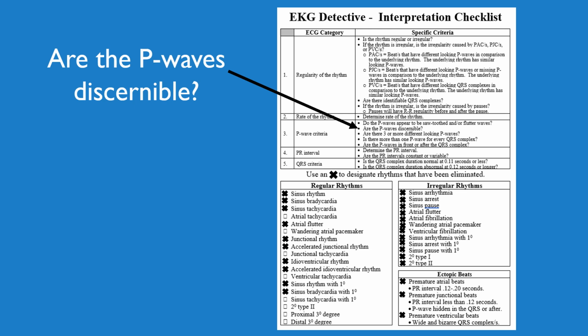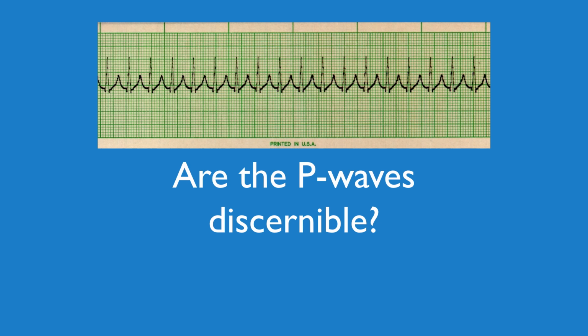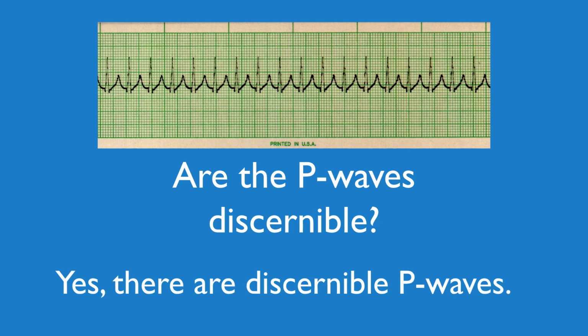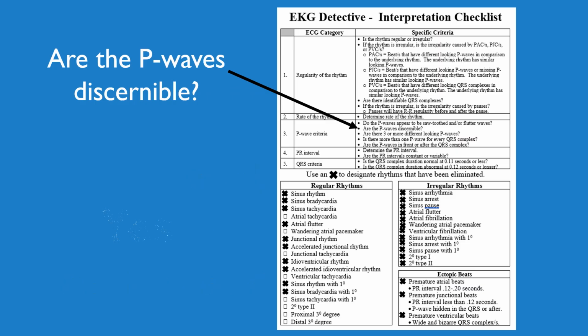Going to the next question in the checklist, it is going to ask if our P waves are discernible. So looking at our example of the atrial tach right here, we do have discernible P waves because they are hidden in the T waves and we have those sharp pointy T waves. So since they are discernible, that means that we can actually get rid of ventricular tachycardia, because ventricular tachycardia is not going to have P waves or they're not going to be discernible because they aren't present.